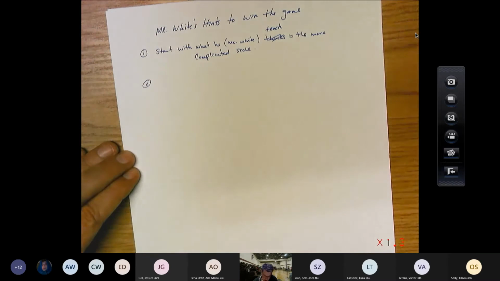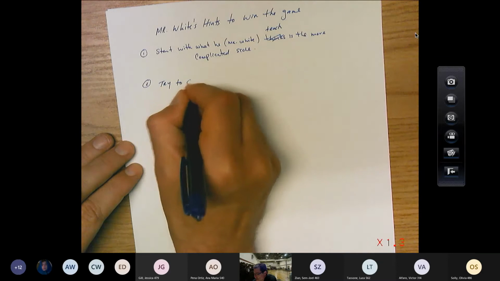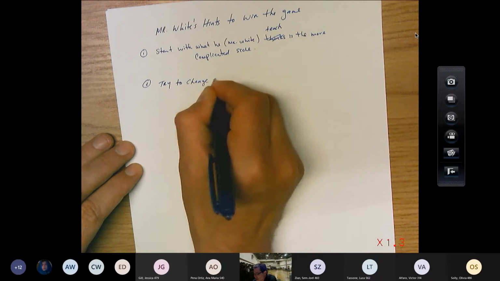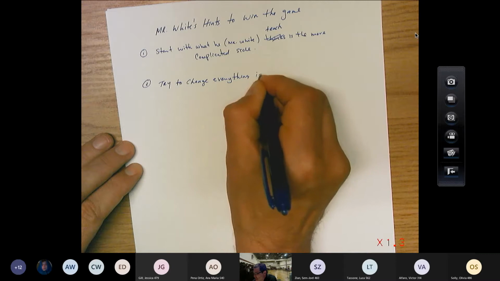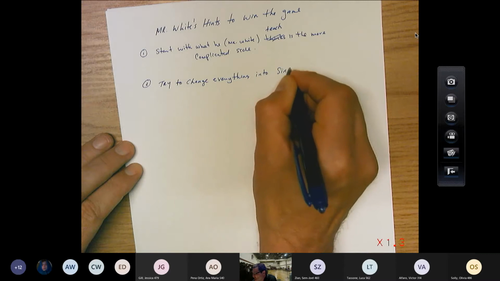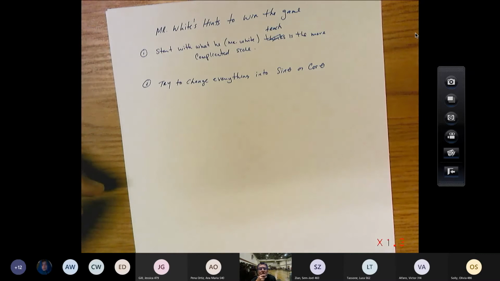Number 2, try to change everything into sine or cosine. Just a little helpful hint. When I look at them, I say, okay, well, let's make everything sine and cosine and let's go for it. Because we may not have sine and cosine, there may be the dreaded tan in there. Maybe the dreaded tan, and that's always a scary thing.